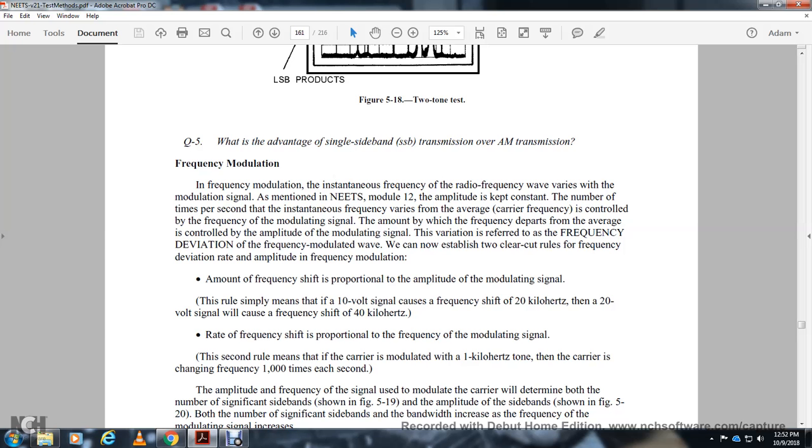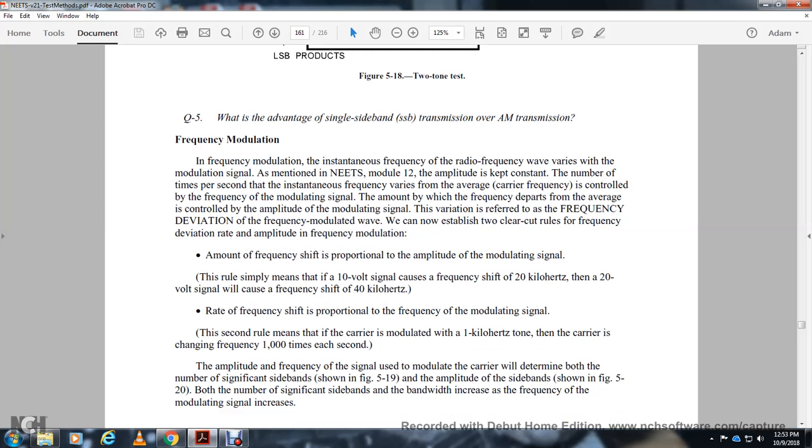This rule simply means that a 10-volt signal has a frequency shift of 20 kHz, and a 20-volt signal has a frequency shift of 40 kHz. The ratio of frequency shift should be proportional to the amplitude of the modulating signal. The second rule means that if the carrier is modulated by a 1 kHz tone, the carrier is changing frequency 1,000 times each second.